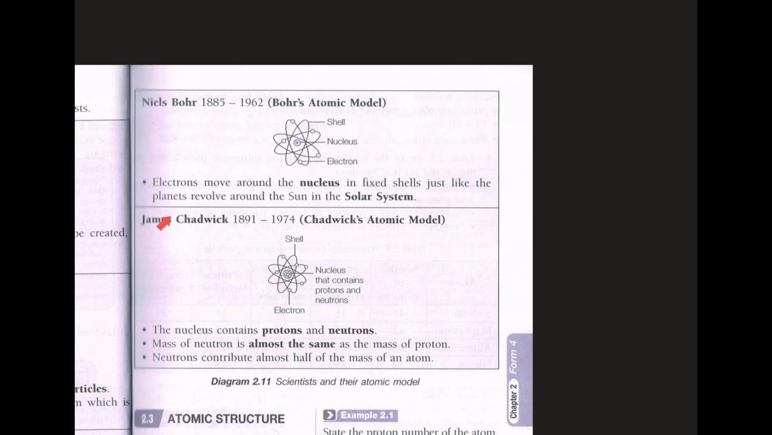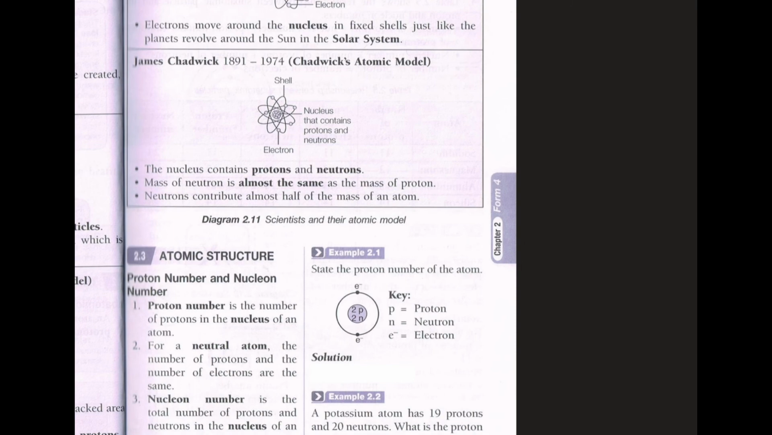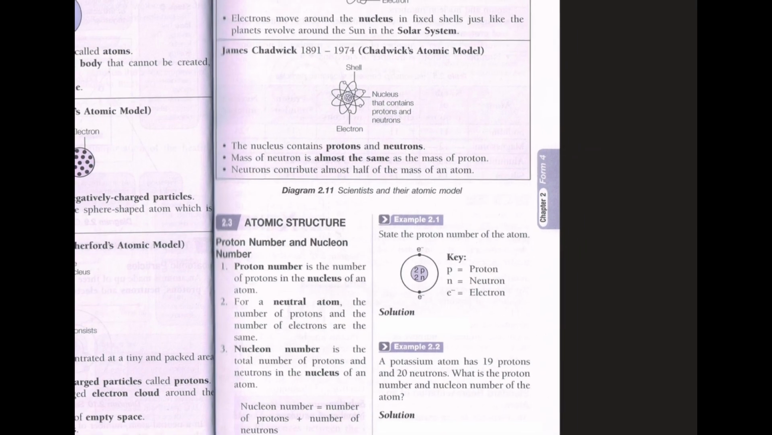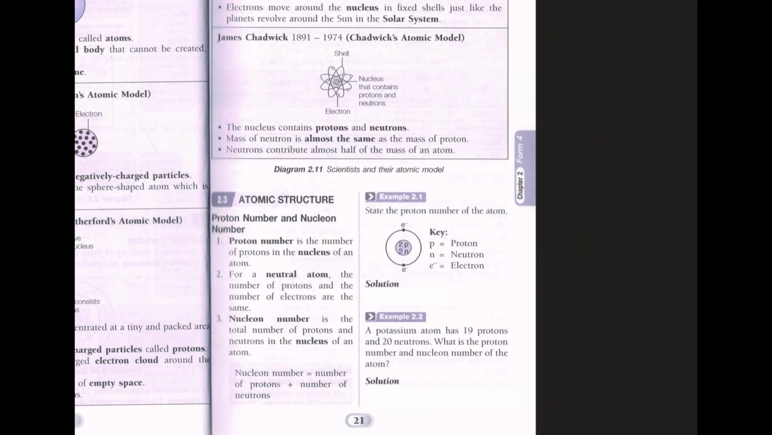And then James Chadwick, he discovered neutrons. He said the nucleus contains protons and neutrons. I have neutron there. The mass of a neutron is almost the same as the mass of a proton. Neutrons contribute almost half of the mass of an atom. So this is the model that we use until now. That is their finding, and we just make use of it straight away.